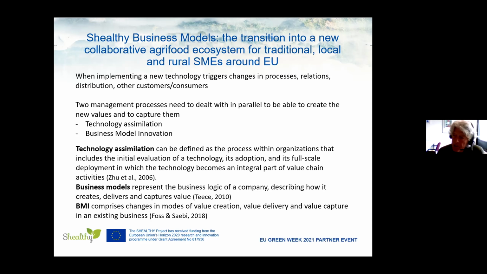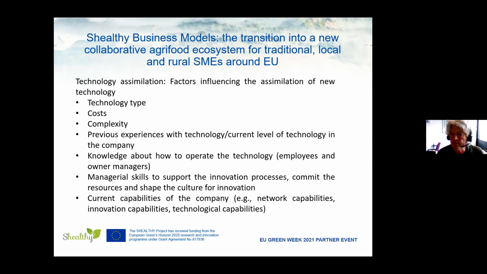So I hope you understand that indeed, when dealing with new technology, it's not a matter of pushing the button and it works. No, it's looking at the company, understanding how it functions, looking at your suppliers, your customers, consumers, and then trying to embed that technology in such a manner that you can really reap the benefits from that new technology. And then, as a company, you have to deal with factors that influence the assimilation of new technology.